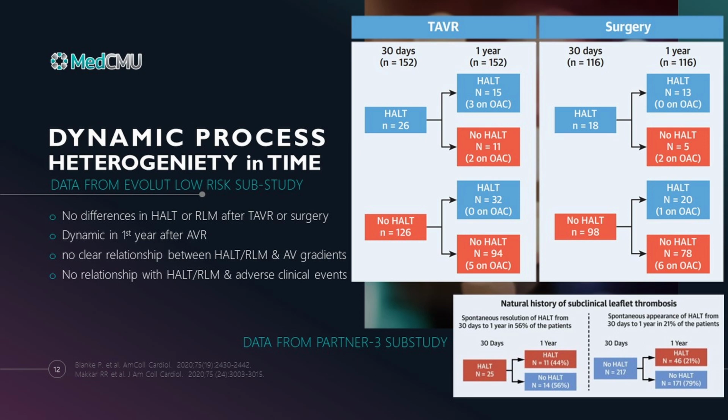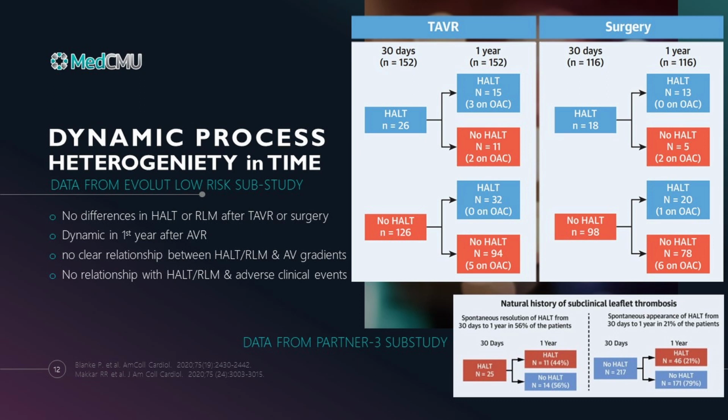You can see that HALT occurred at 30 days in 26 patients, but after 1 year the HALT is only in 15, and in 11 cases there is no HALT at all, and only 2 patients had oral anticoagulation. However, in the opposite way, if there is no HALT at 30 days, in the end the patient can have HALT, and all of them didn't take any oral anticoagulation.